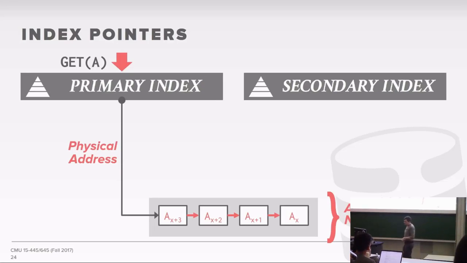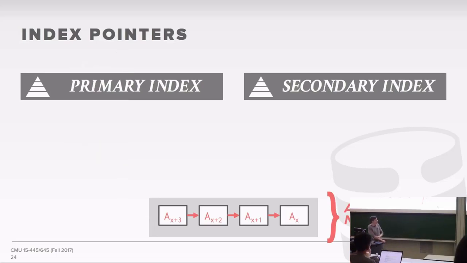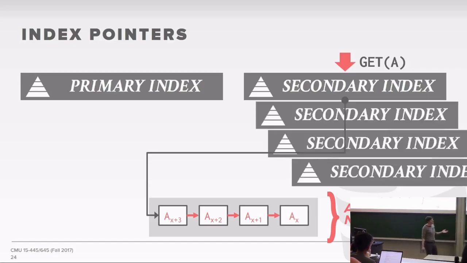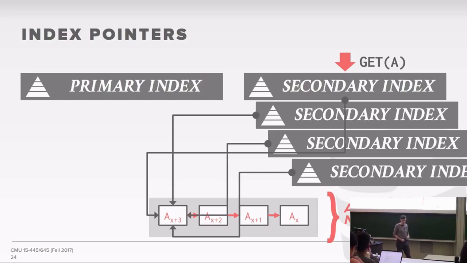So that's easy. For the secondary index, though, if we store the physical address, then we have this problem again, where every single time we update this location here, we always have to go through and update the secondary index as well. We already have to do that for the primary key, but now we've got to do it for the secondary index as well. And so if we have a lot of secondary indexes, then every single time we update things, we always have to update all these pointers. So what could have been a simple update to a single tuple could get propagated into updating a large number of indexes.